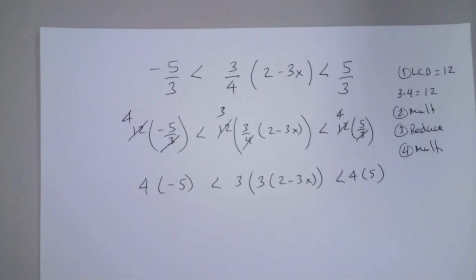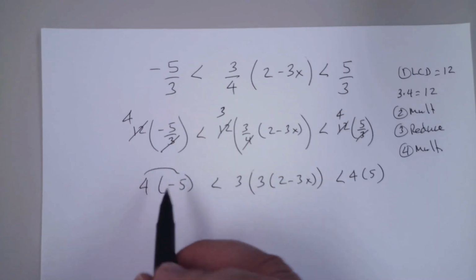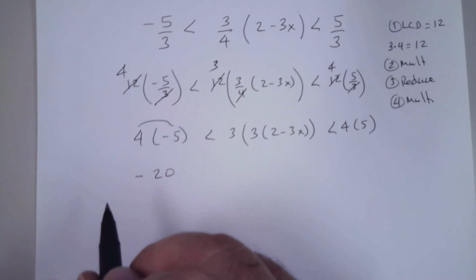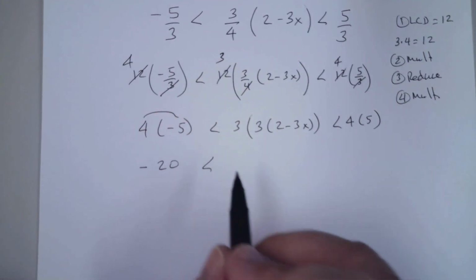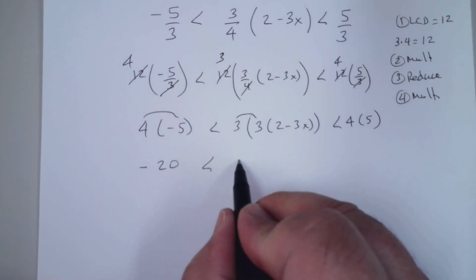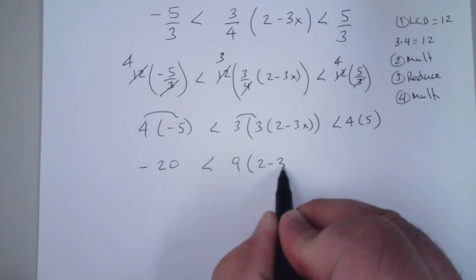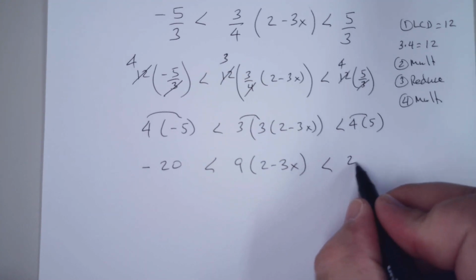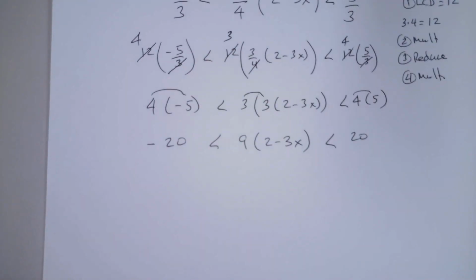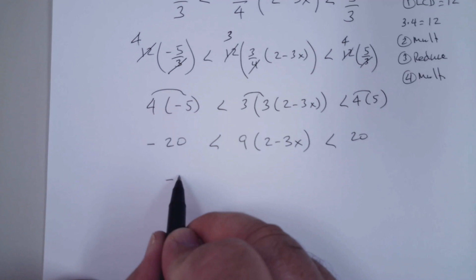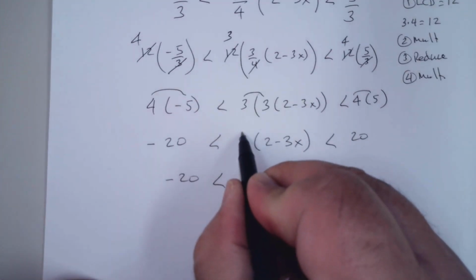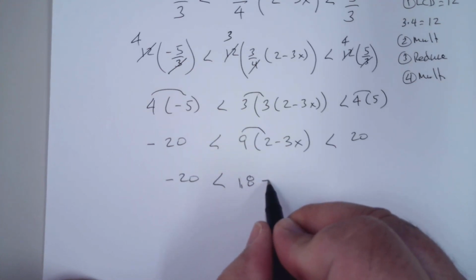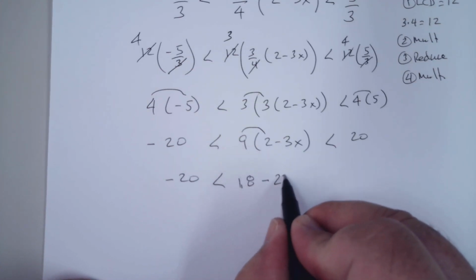Multiply to get rid of the parentheses. Positive times negative is negative. 4 times 5 is 20. We'll do this one twice. 3 times 3 is 9. Leave the parentheses alone. 4 times 5 is 20. We're not done because we have some more parentheses. So negative 20. 9 times 2 is 18, minus 9 times 3 is 27.